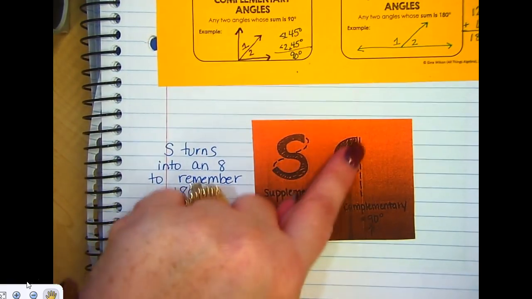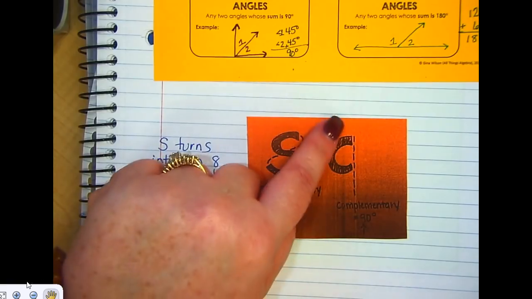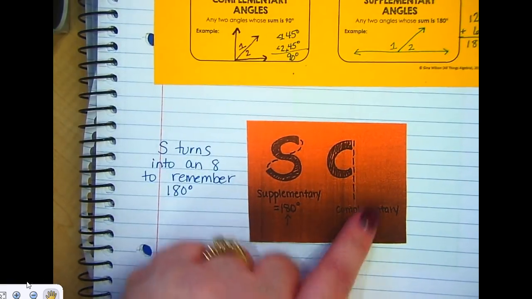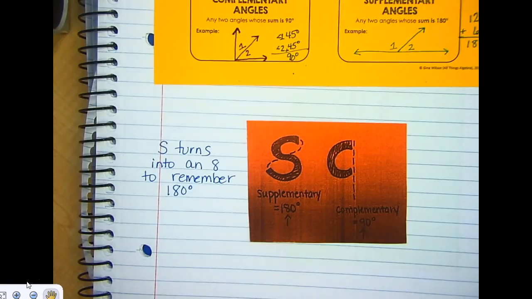All right. And then the C in complementary, if you put a line right there, the C turns into a 9 to help you remember 90 degrees.